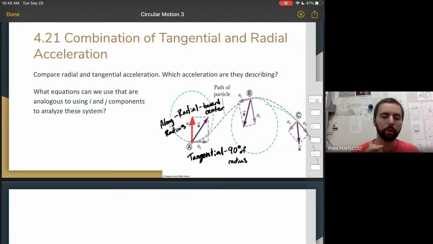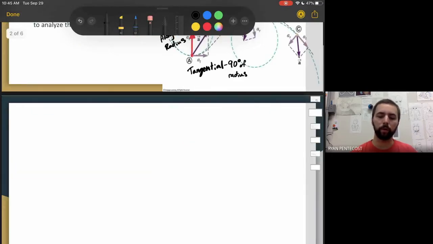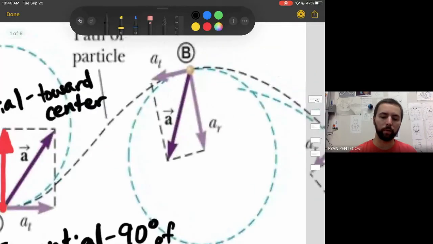Now, we could put this in equation form. What equations can we use that are analogous to using i and j components to analyze a system? Tangential can be your x, radial can be your y. We can use our knowledge of vector components to knock this out. First, we've got a triangle system up here, right? We've got our acceleration vector here, we have our radial vector here, and then we have our tangential vector here.